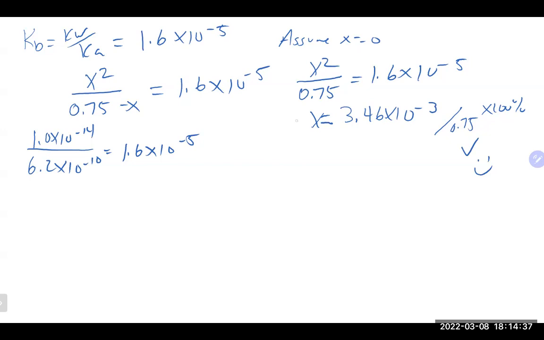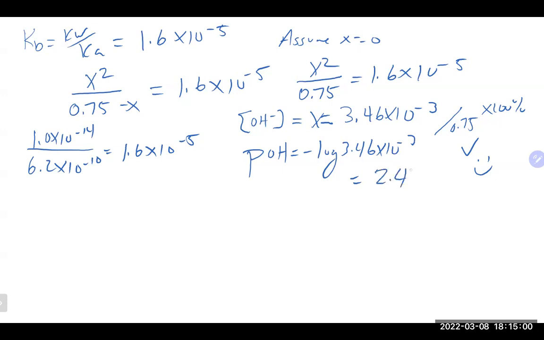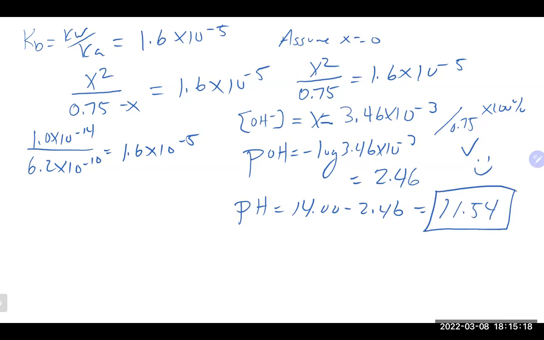Again, going back to our ICE table, we see that the x does equal the OH minus concentration in this case. So once again, we will calculate our pOH off of it. It's like a 2.46 here. And our pH then would be 14 minus 2.46. And that is going to get us an 11.54, which is definitely a basic pH in this case.